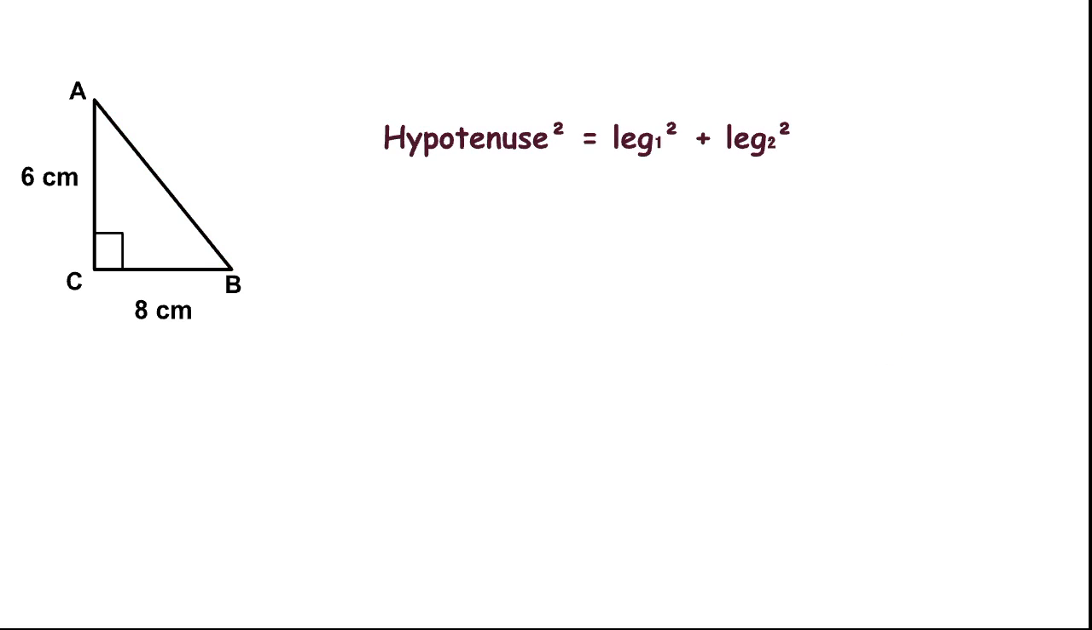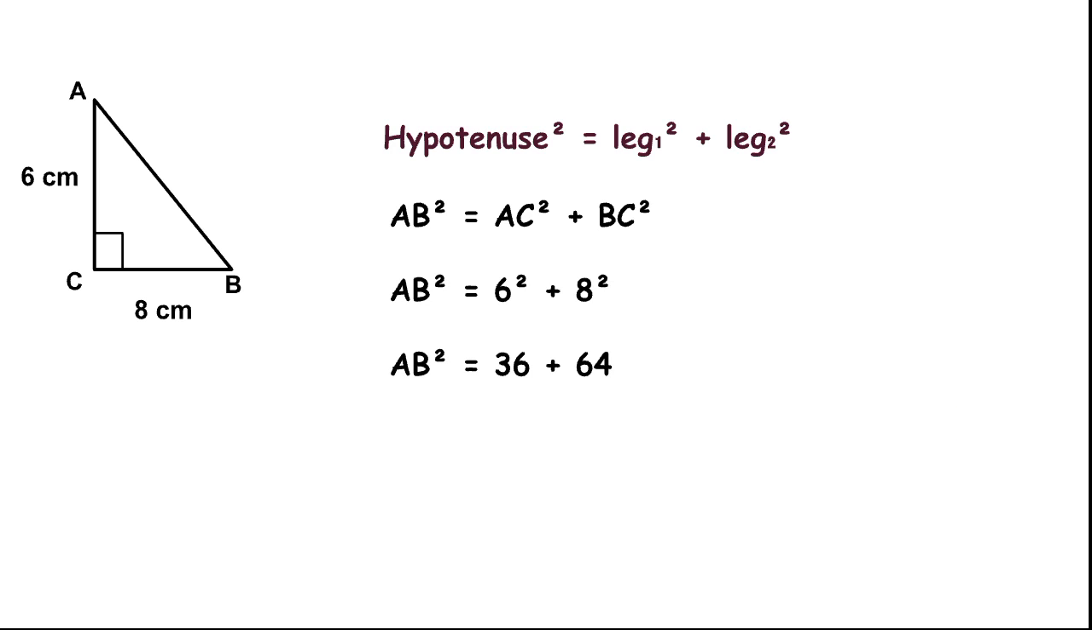We know that hypotenuse square is equal to leg 1 square plus leg 2 square. In this triangle, AB is the hypotenuse, AC and BC are the legs. So AB square is equal to AC square plus BC square. AB square is equal to 6 square plus 8 square. 6 square is equal to 36 and 8 square is equal to 64. So AB square is equal to 36 plus 64. AB square is equal to 100. We know that when the square shifts to the other side, it becomes square root. So AB is equal to square root of 100. So AB is equal to 10 centimeters.